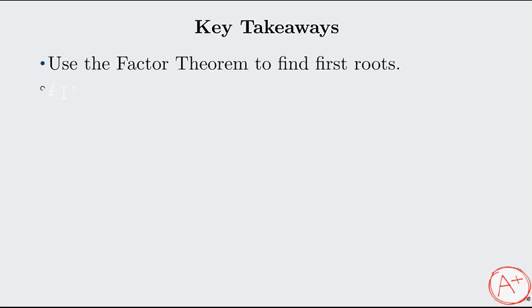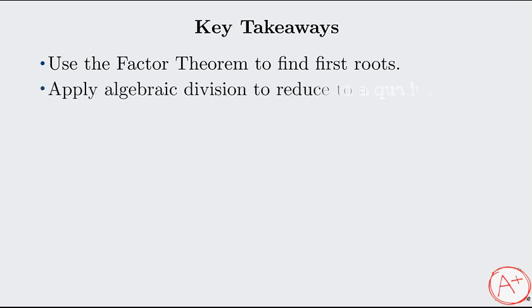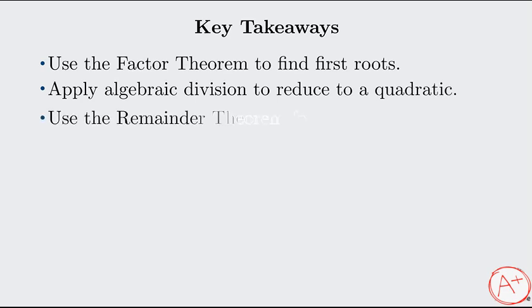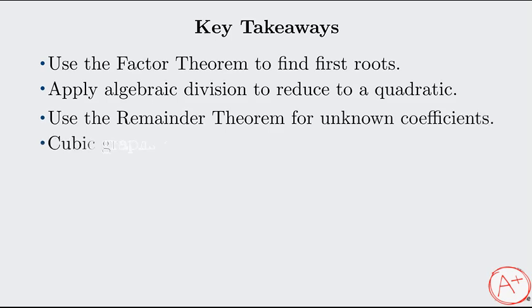To conclude, let's summarize today's key takeaways. First, always use the factor theorem to find your first integer root. Second, apply algebraic division to reduce the cubic to a quadratic expression. Third, use the remainder theorem when solving for unknown coefficients. Finally, remember that cubic graphs can intersect the x-axis at 1, 2, or 3 points.